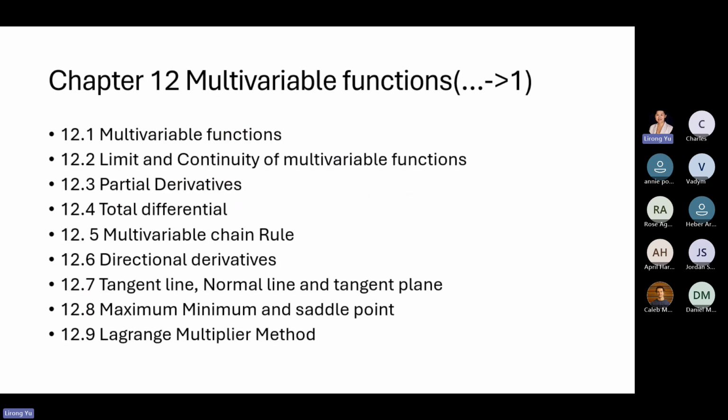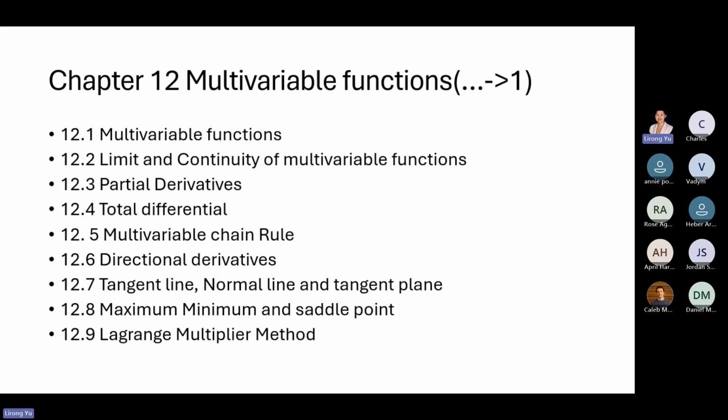Right. After chapter 11, we have chapter 12. Chapter 12 focuses on multivariable functions, which means we have several input variables and an output variable that we call f(x,y) or f(x,y,z), depending on whether the number of variables is 2 or 3. So 12.1 introduces multivariable functions. 12.2 talks about limits and continuity of a multivariable function. There are a couple of tricky limit calculations that we mentioned in that section.